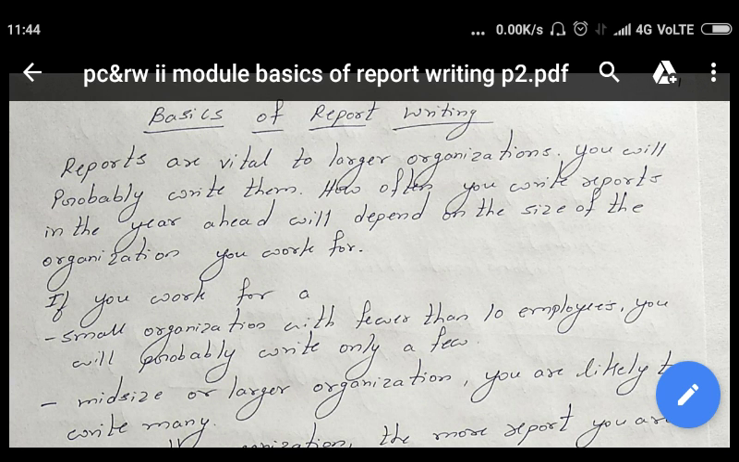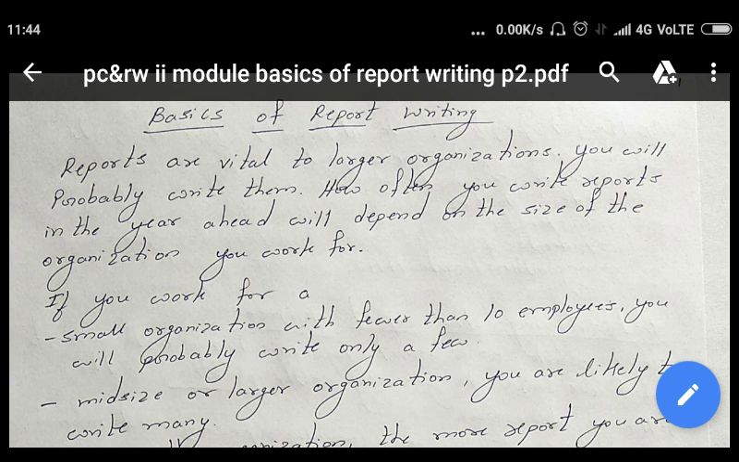Is it clear? If you are going to be working in a mid-size or a larger organization, then likely you have to write many more reports. And if you work in a larger organization, the more reports you are likely to write. So here it is indicating that how often you write totally depends upon the size of the organization. If the size of the organization goes on increasing, then you are likely to write more reports as you work in a larger organization.